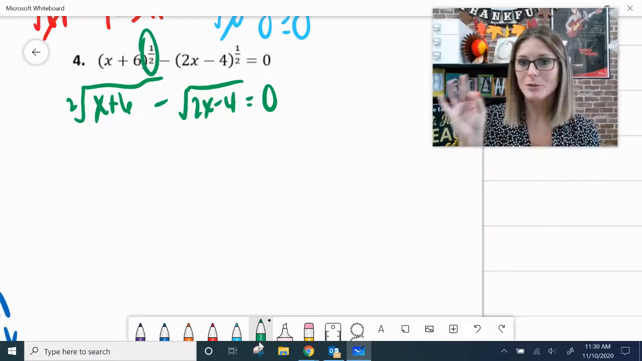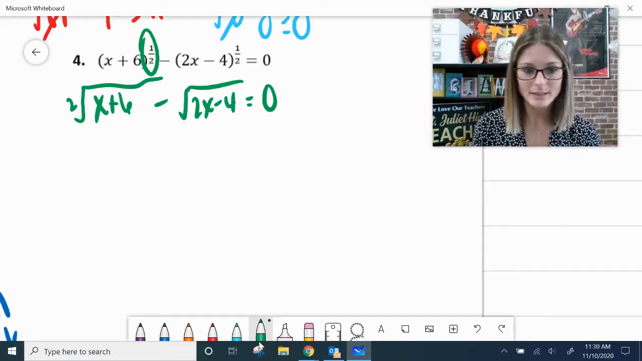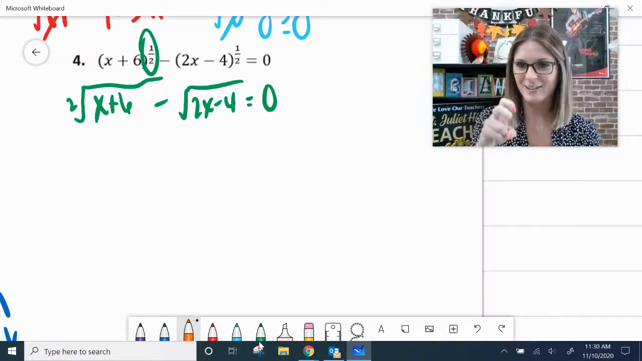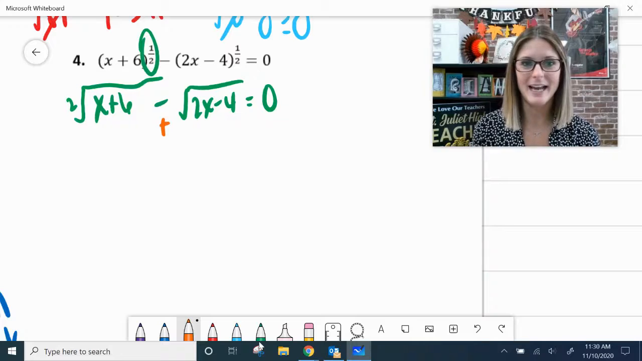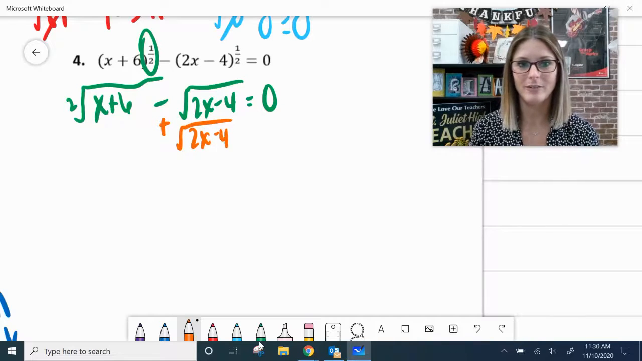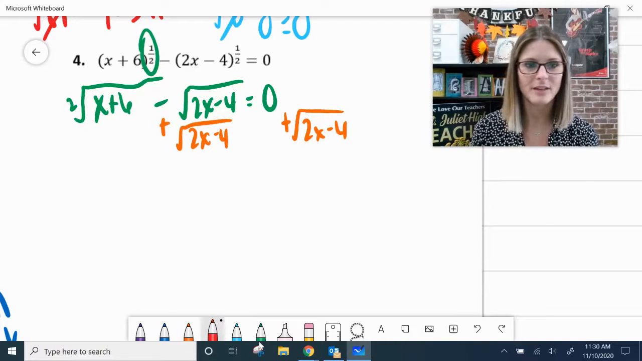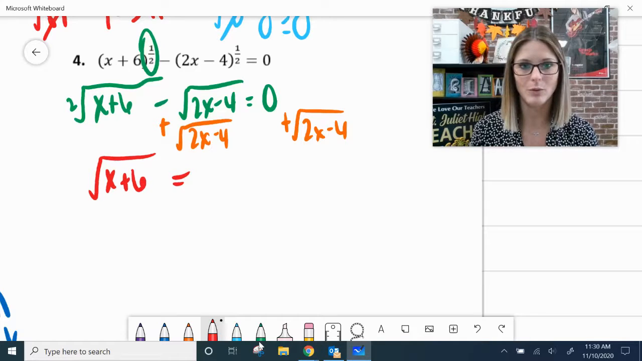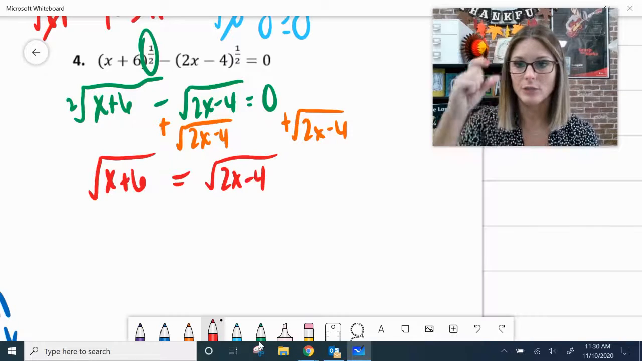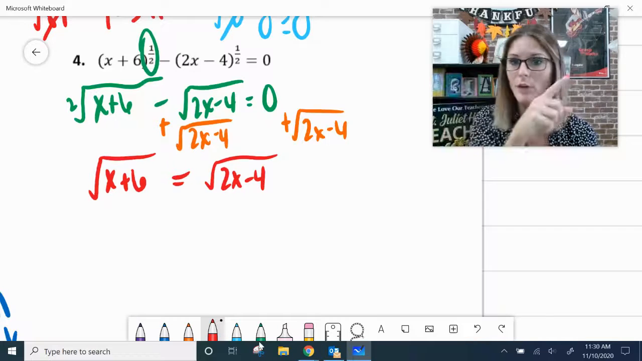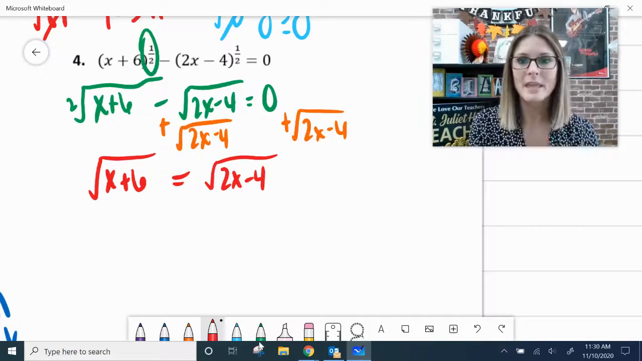So we're just dealing with 2 square roots being subtracted. Let's isolate our radical. So I'm going to put one of the radicals on the other side. Let me add the radical of 2x minus 4 to the other side. Put 1 on each side. So our new problem is going to be square root of x plus 6 equals the square root of 2x minus 4. So what I've done so far, I took the fraction exponents, rewrote them as radicals. They were just square roots. And instead of subtracting 2 radicals equal to 0, I've put 1 radical on each side.